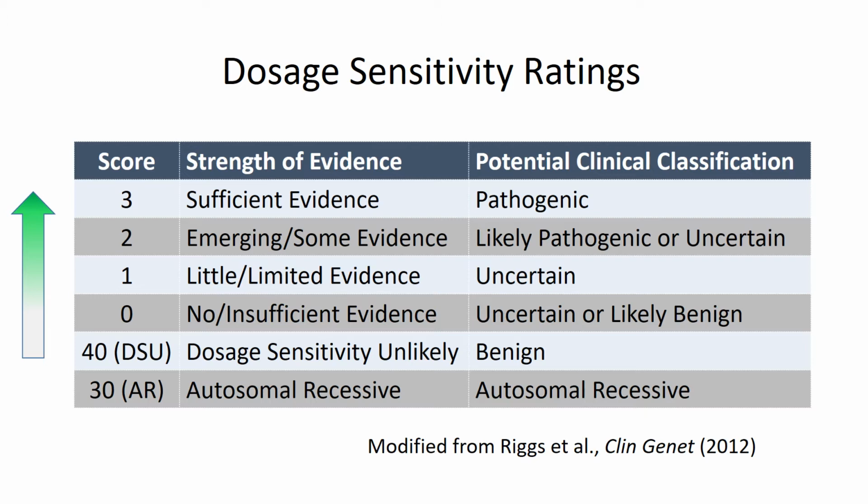A 1 indicates little evidence and information is limited at this time. A 0 score indicates that either no evidence exists or that evidence available is insufficient. And finally, the dosage sensitivity unlikely category indicates genes and regions for which there is evidence refuting dosage sensitivity. We also have a ranking for genes with autosomal recessive inheritance patterns.